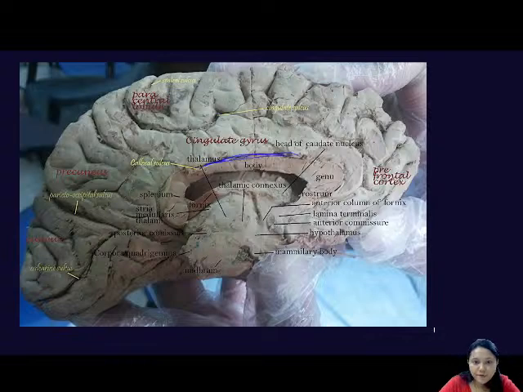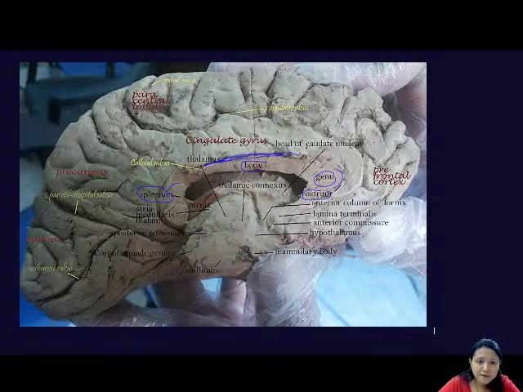So the corpus callosum, this is the genu. It is the frontal part. Genu is in the front, and below you have the rostrum. Genu is the bend of the corpus callosum. This is the body of the corpus callosum, and the last part is known as the splenium. So this is the largest commissural fiber.